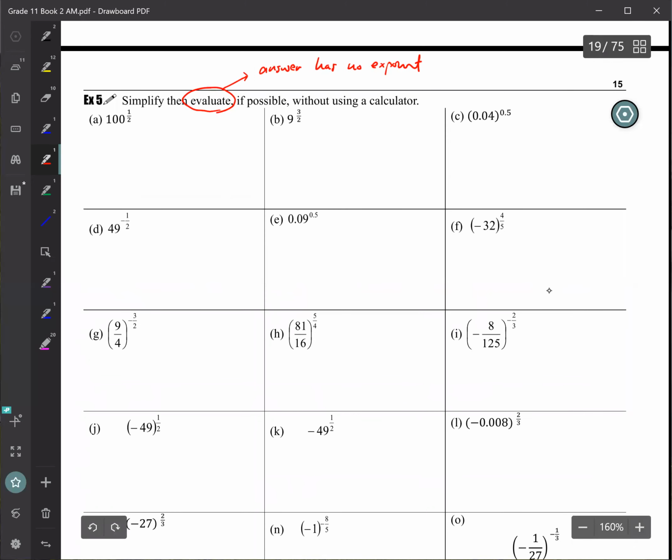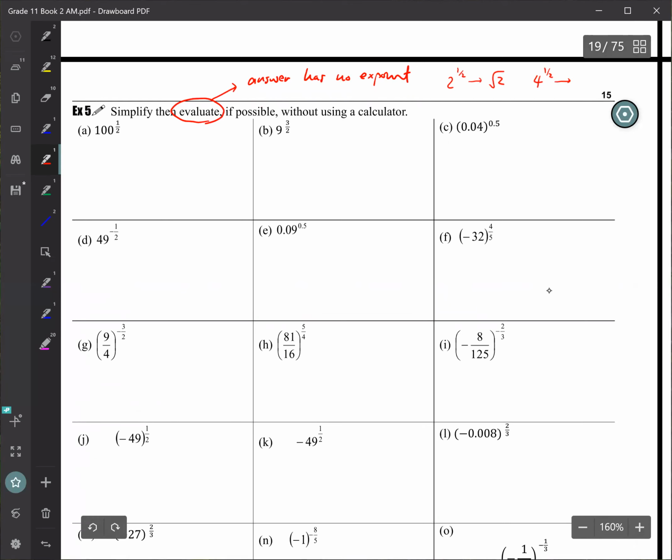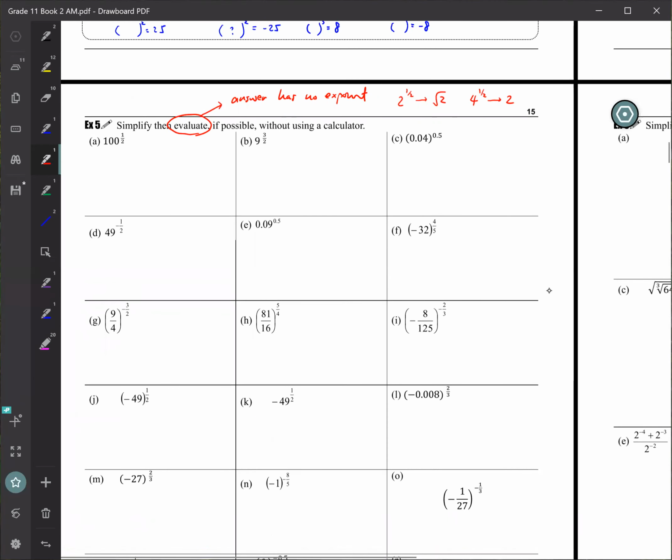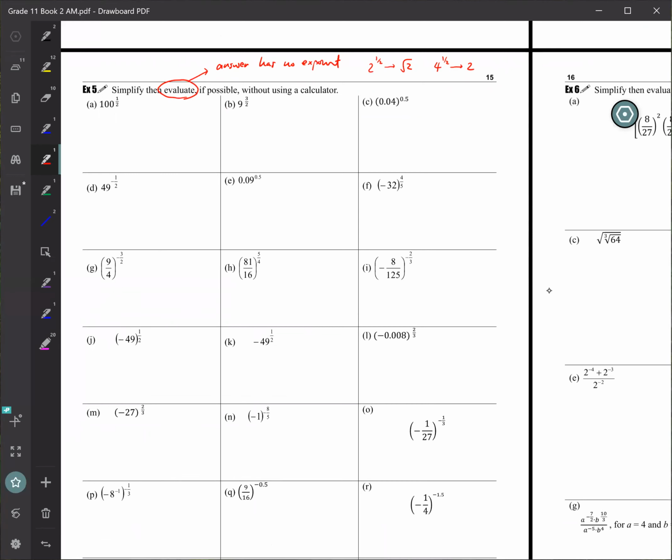So you want to go as far as you can. If you get something like 2 to the half, then you want to leave your answer as square root of 2. You don't need to turn it into a decimal. If you get something like 4 to the half, then you want to leave your answer as 2. Evaluate means you calculate the answer as far as you can, kind of like simplifying. You can also see that all the questions have no variable, so your final answer will just be a number.